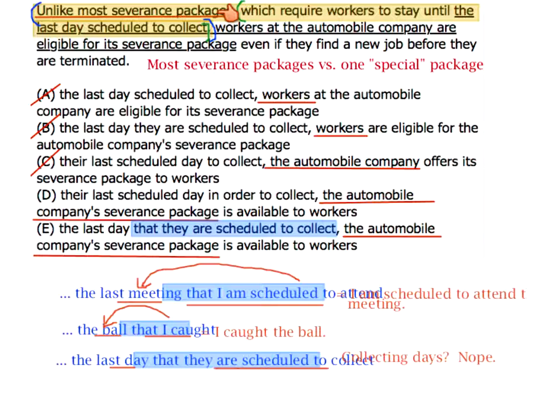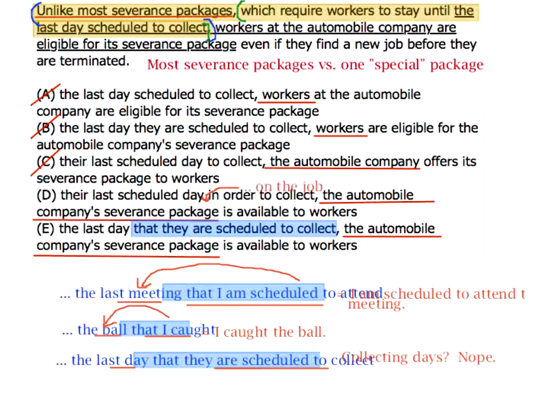It means their last day of work. It's their last scheduled day. It's their last day on the job. So it's not a day of collecting. I mean, they don't have a bunch of days of collecting a severance package. Like, they have to wait until their last day. Last day, period. Last day on the job. I mean, if you want, you could insert on the job here. Their last scheduled day on the job.